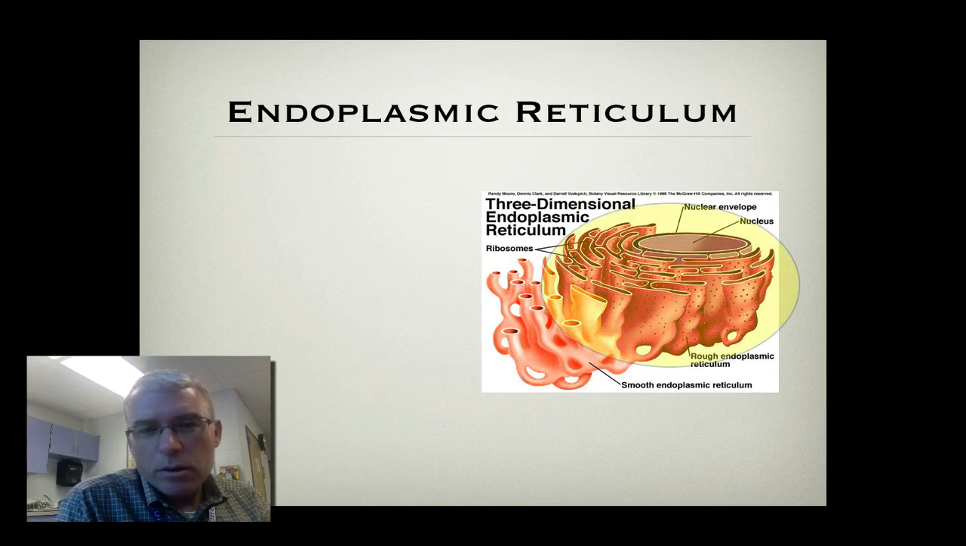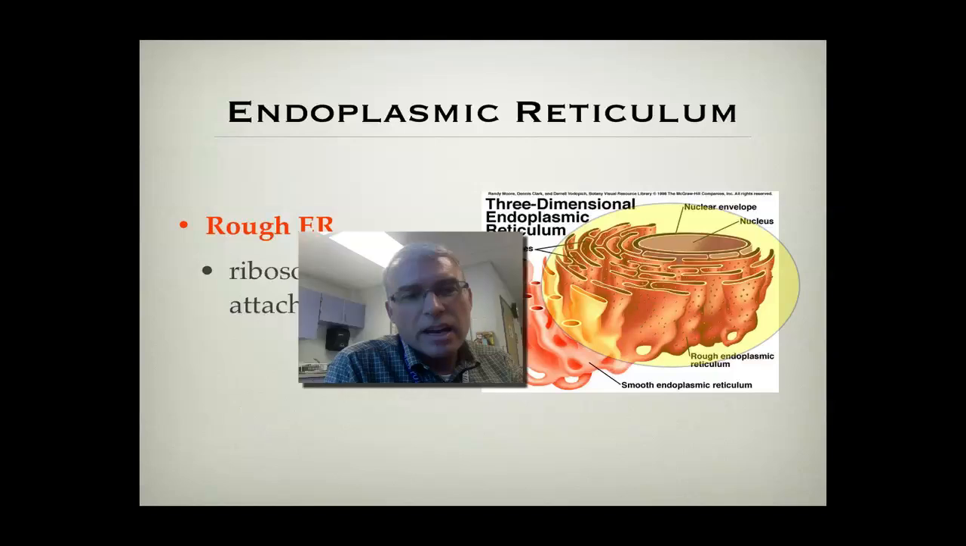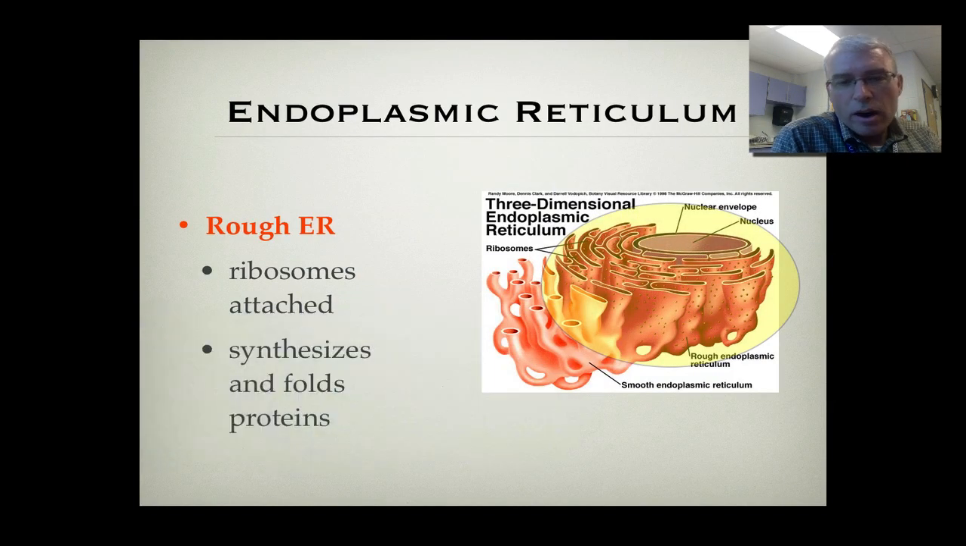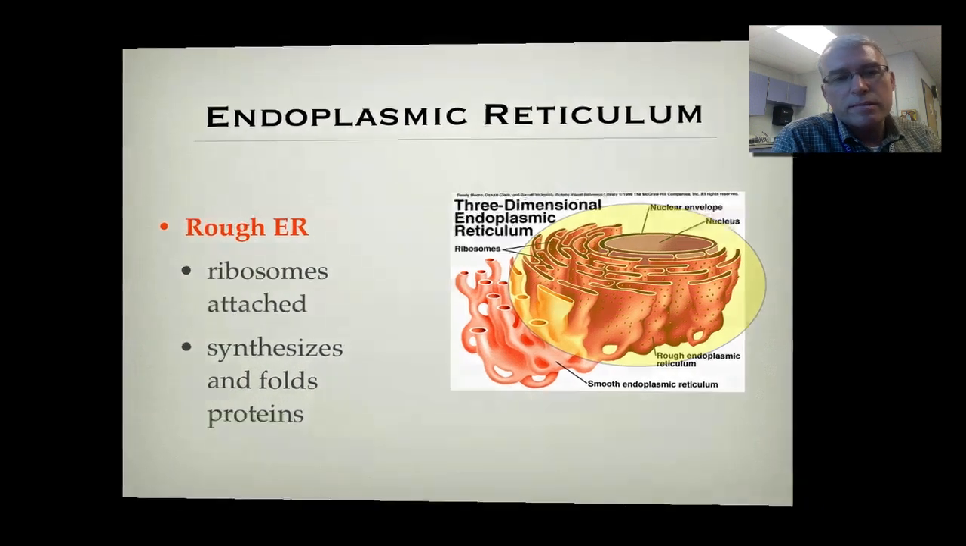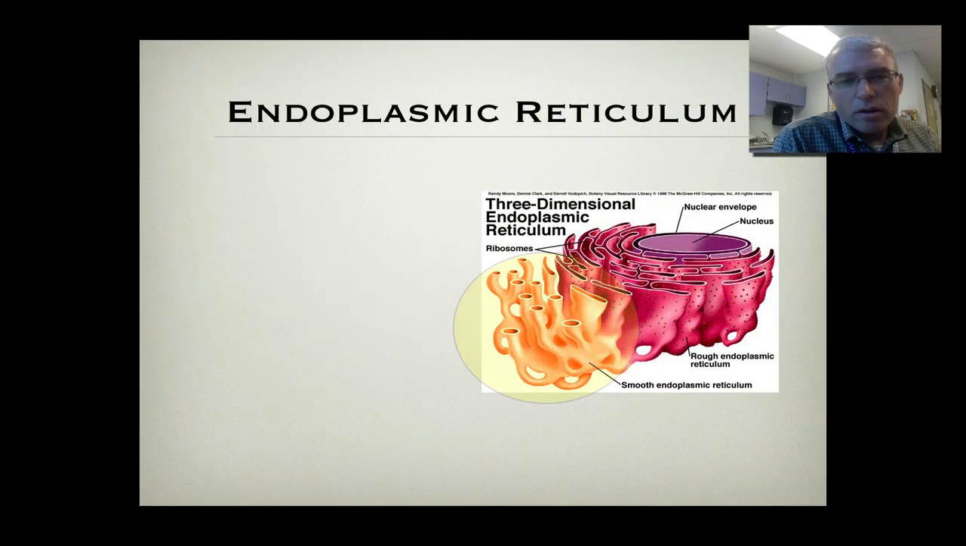The rough endoplasmic reticulum is called rough because it is studded with ribosomes, which are attached to its outer surface. And the ribosomes are where proteins are being synthesized from amino acids. Once the proteins are assembled into chains called polypeptides, these chains of polypeptides then travel into the inner chamber of the rough ER where they get folded into proteins. The other part of the ER is the smooth ER. And the smooth ER looks smooth because it doesn't have ribosomes attached.